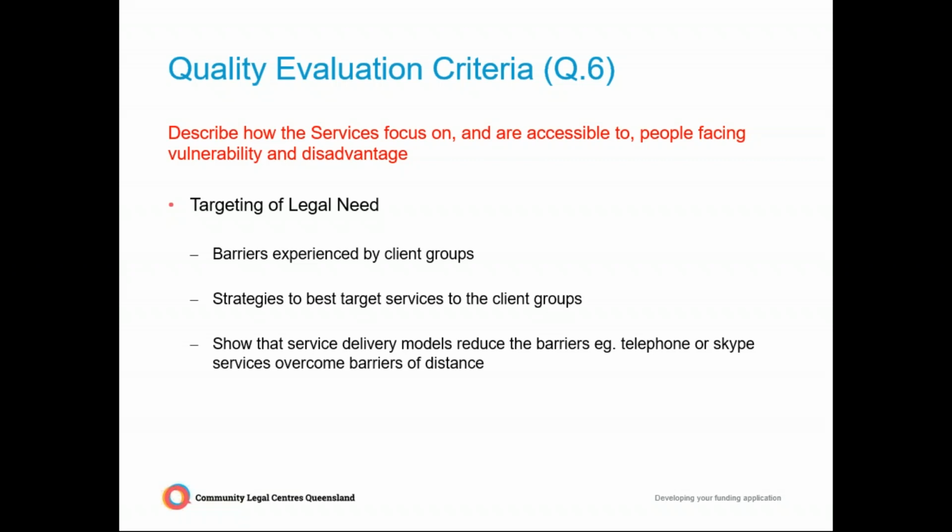So thinking about that example of regional Queensland, where face-to-face communication may be challenged. Is it appropriate to provide services via telephone or Skype to overcome barriers of distance? That might be appropriate for some priority groups, but maybe not for others, and therefore an outreach model is much more appropriate where face-to-face is critical.